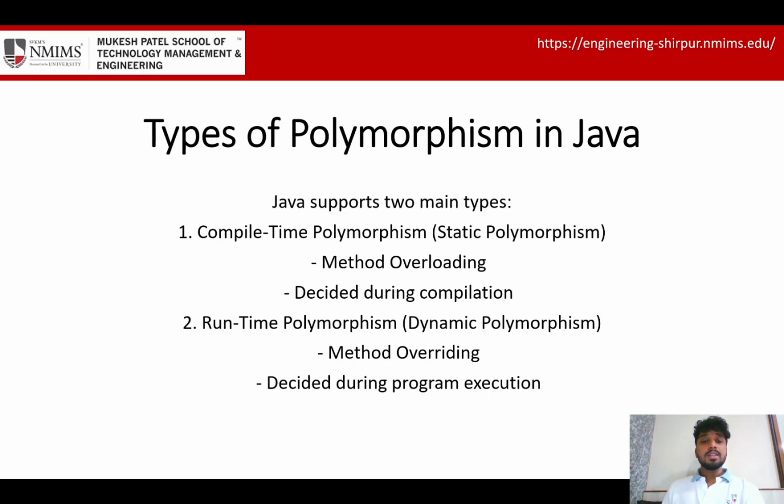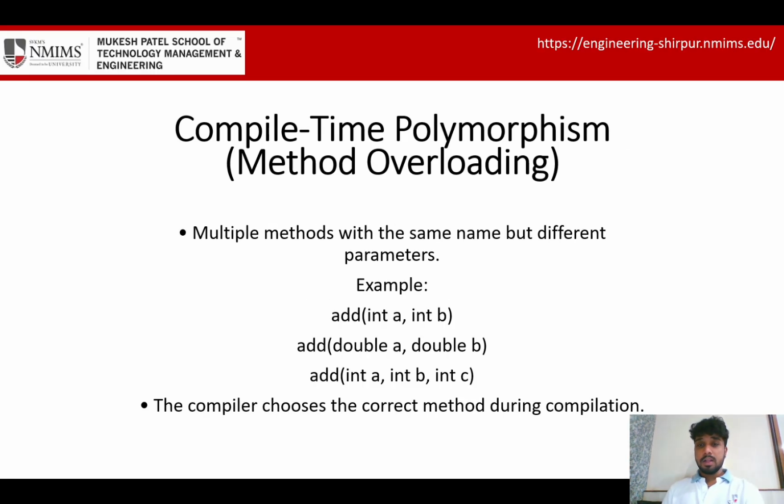So basically there are two types of polymorphism. First, compile time polymorphism, and the second is runtime polymorphism. Compile time polymorphism is decided before the program runs, during compilation, whereas runtime polymorphism is decided while the program is running. In simple terms, compile time is fixed early, while runtime is more dynamic and more flexible. Both types are important and used in different situations in programming.